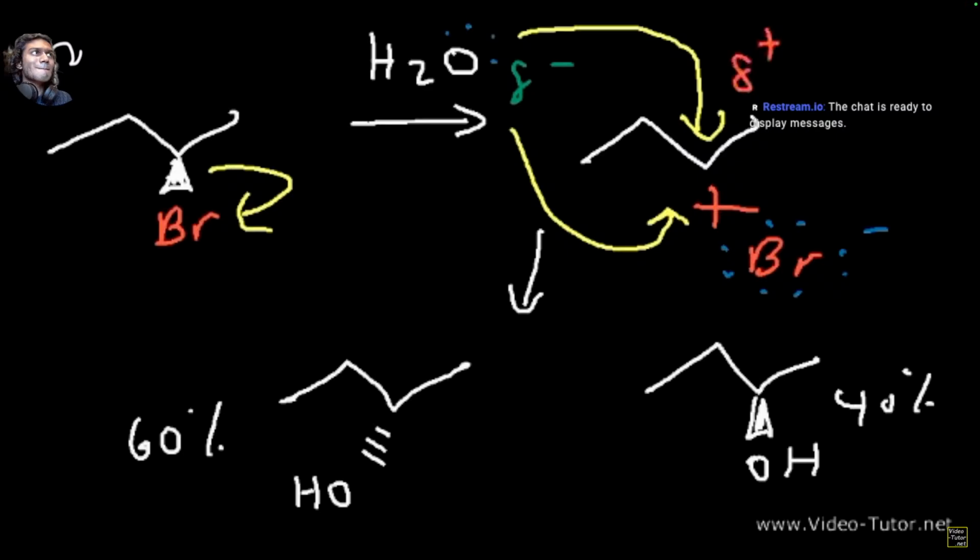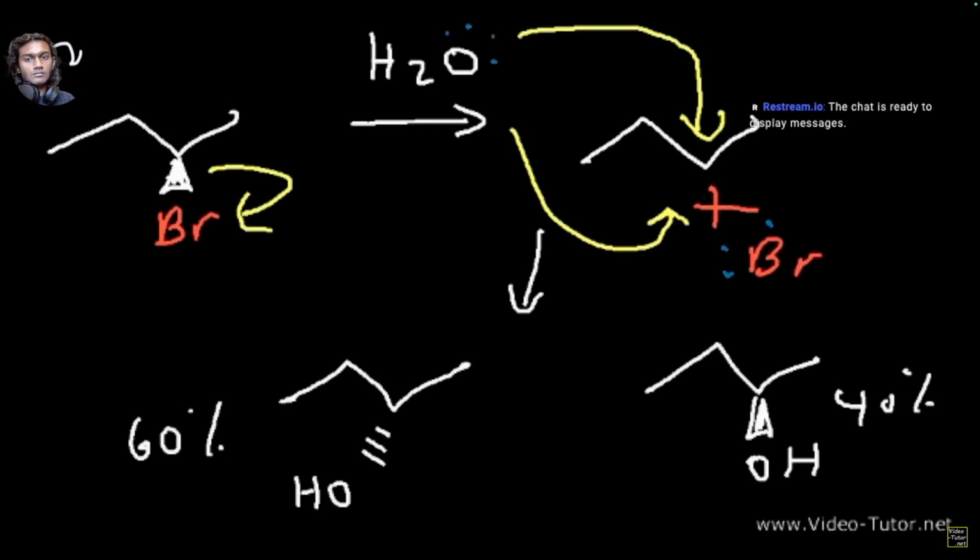In fact, well, it has more than a partial positive charge. Once the bromide leaves, it has a positive charge. So it definitely wants to attack it from the back. We don't have the influence of this bromide ion repelling the water molecule. So that's why the inverted product is still slightly more than the retention product. Bromide doesn't block access from the back, it blocks it from the front.